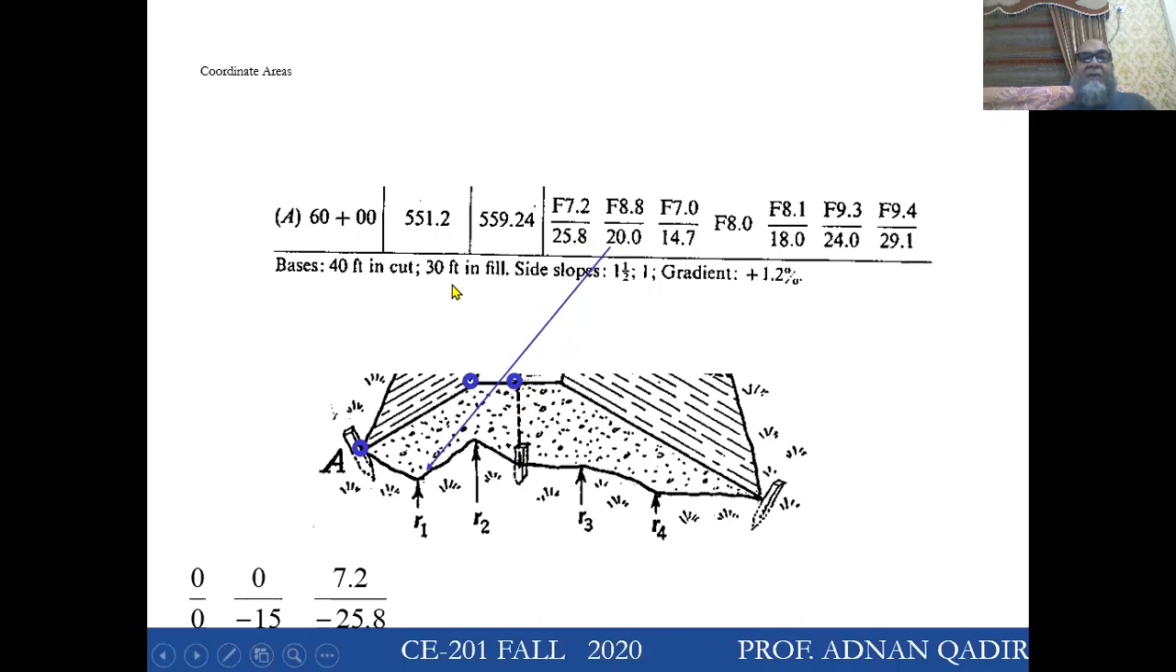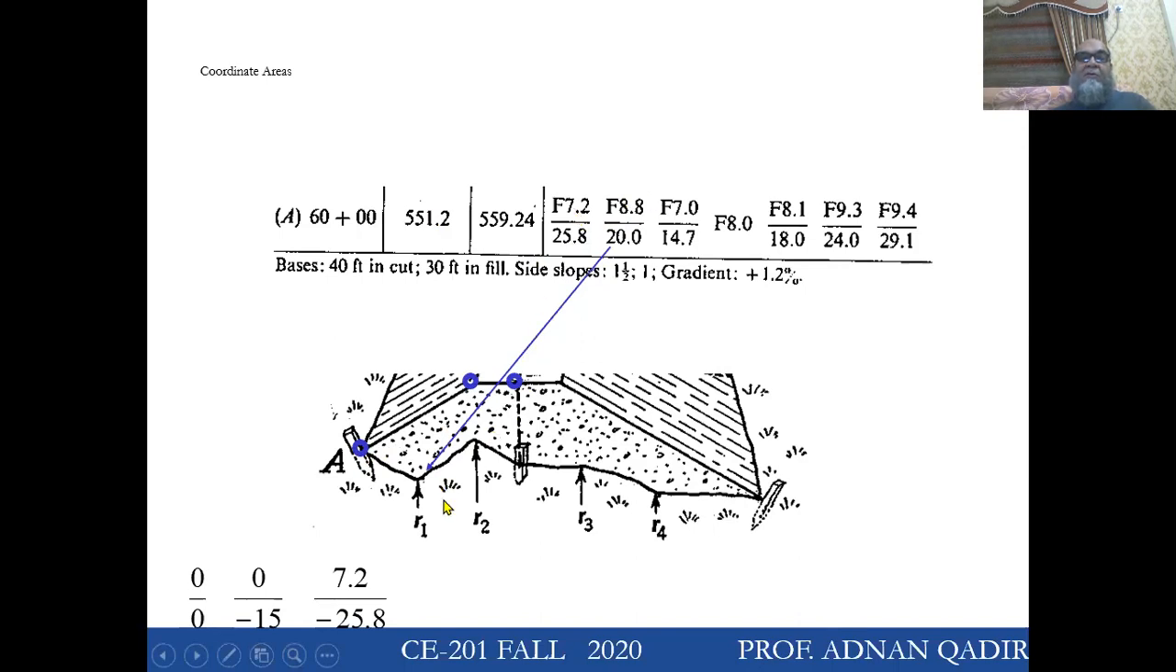Now why is it 15? Because this is 30. 30 divided by 2 is 15. So we say this point is x value minus 15, y value is 0 because we are taking this as the origin. So this is 0, 0. This point is at the width of 30. 30 is the total width. So 30 divided by 2 is 15. That's why this is 0, minus 15. And this is the extreme point, minus 25.8 and 7.2.